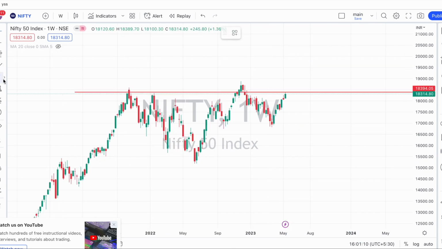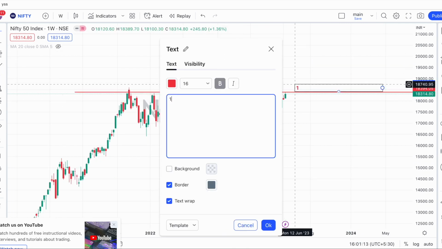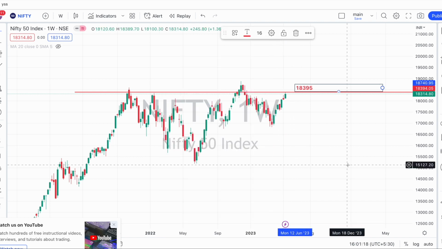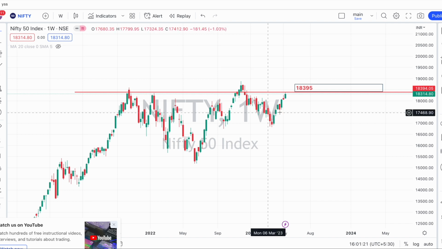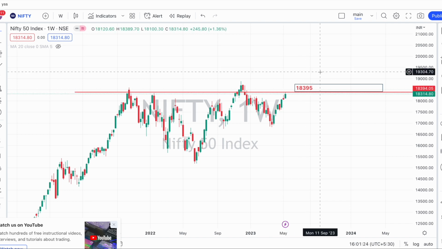Now we have discussed that if the price moves above 18,395 and we see price action, a strong and a weak move from the buyers and the sellers, the uptrend is going to continue.